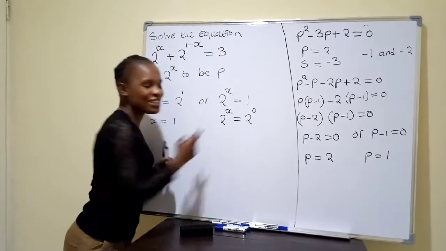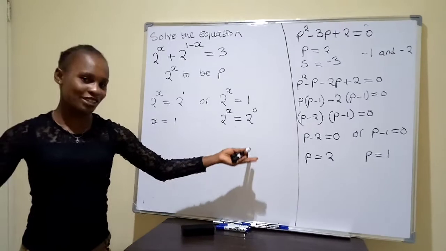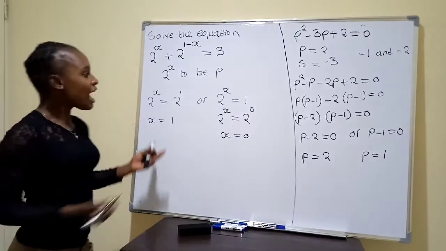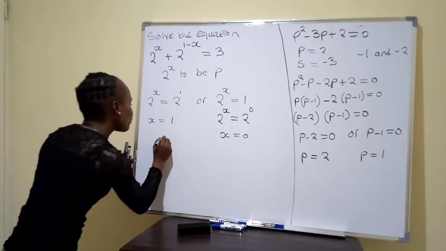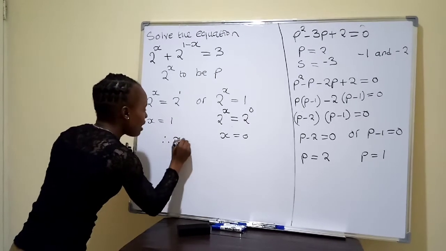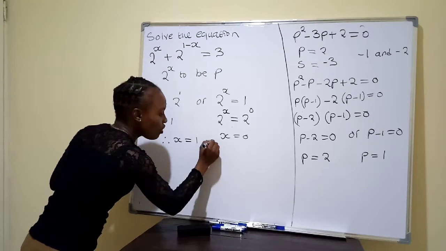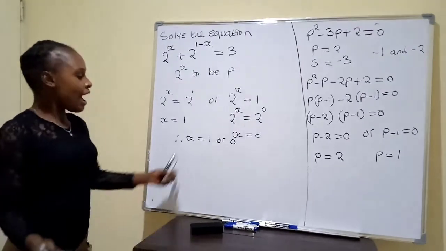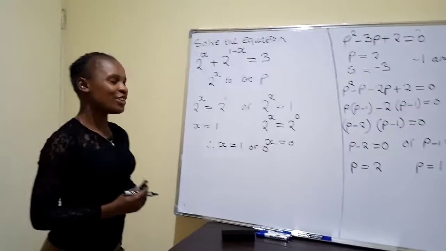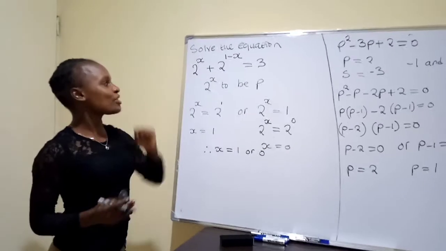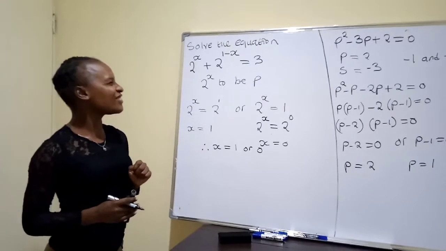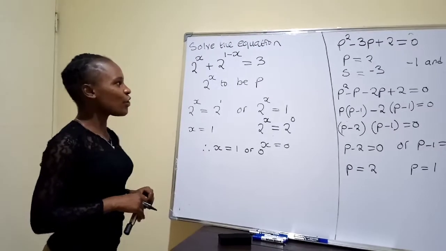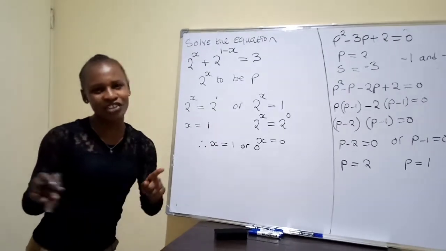And now that we have the same base, the job is done. We're now going to have x being equal to 0. And from here, we can now conclude that x is equal to 1 or 0. And you're good to go. And after knowing the values, you can even substitute them back there and try to work out the equation and see if it's going to give you a 0.